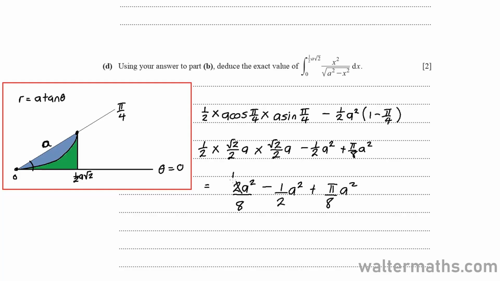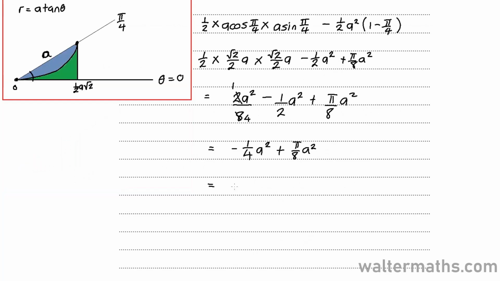Now this is a quarter a squared. So a quarter a squared minus half a squared will give us minus a quarter a squared. And we have pi over 8 a squared. So we can factor out here a quarter a squared. And a quarter a squared into pi over 8 a squared, we get half pi or pi over 2. And dividing a quarter a squared into minus a quarter a squared, we get minus 1. So the answer comes out like this.